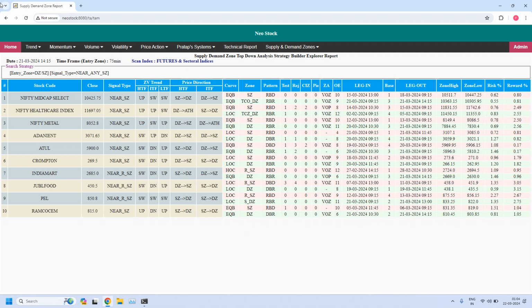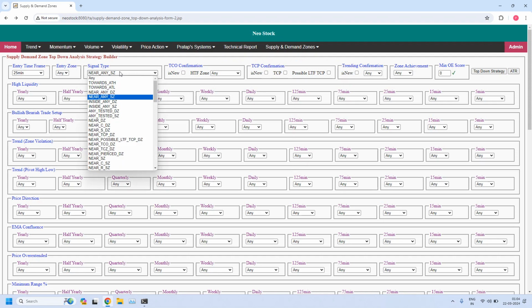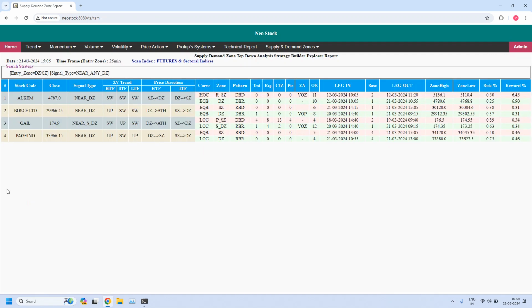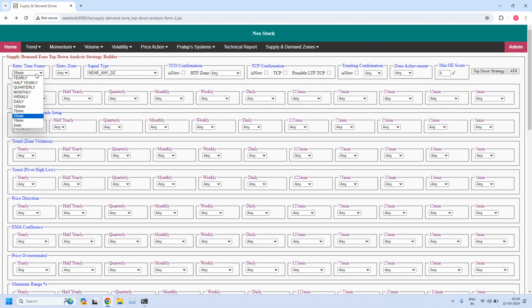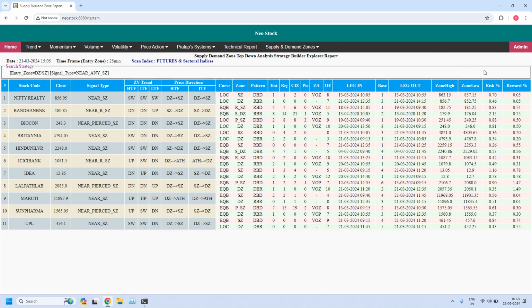Now let's move on to the next time frame. Changing the time frame to 25 minutes. Let us find the stocks near the 25 minutes demand zone. These 4 stocks are filtered. So I am going back, for the 25 minutes time frame, let us find the stocks near the 25 minutes supply zone. These 11 stocks are filtered.